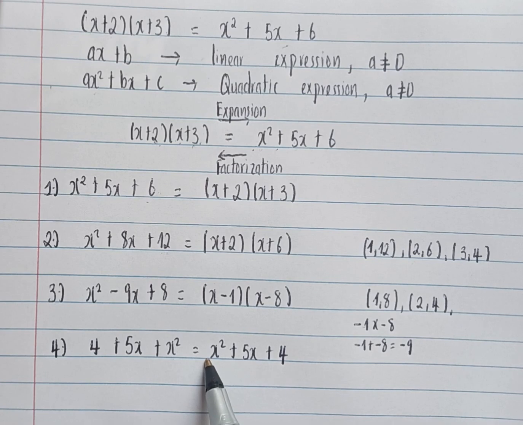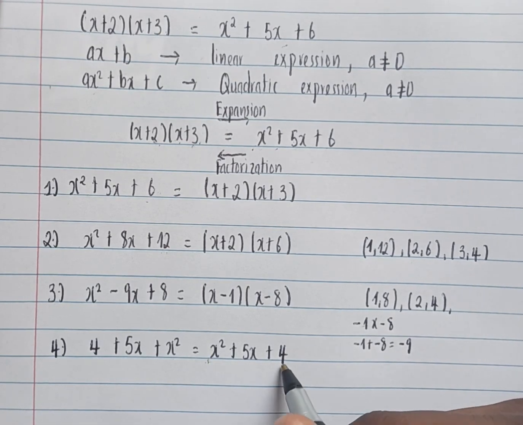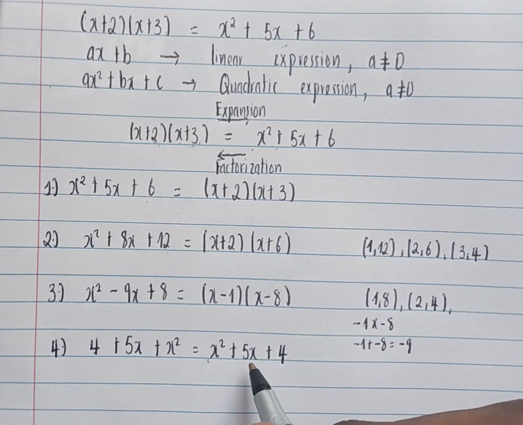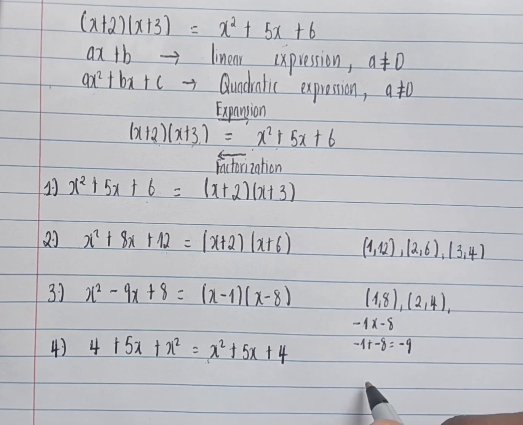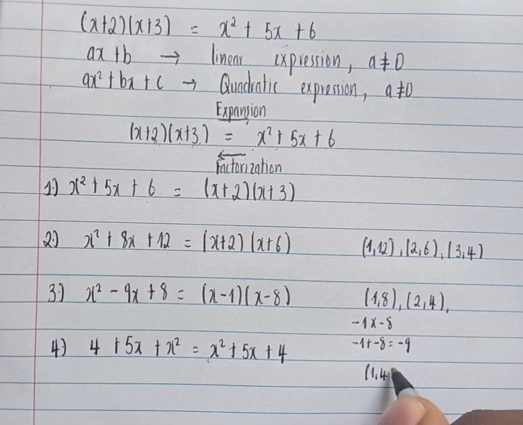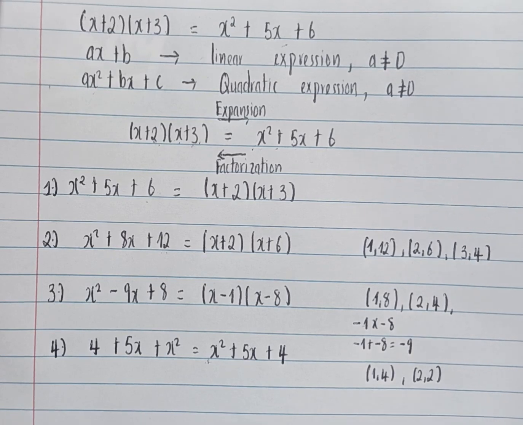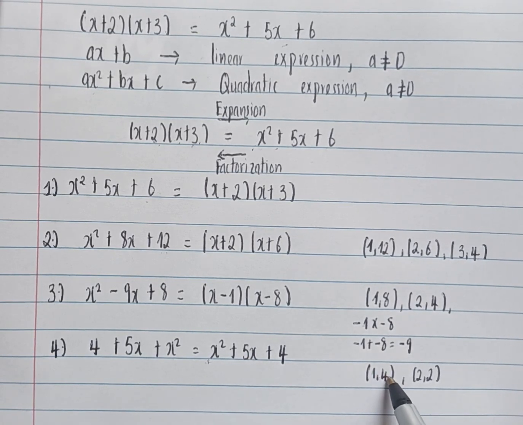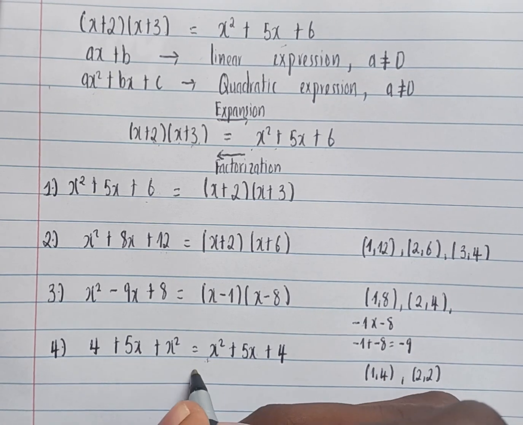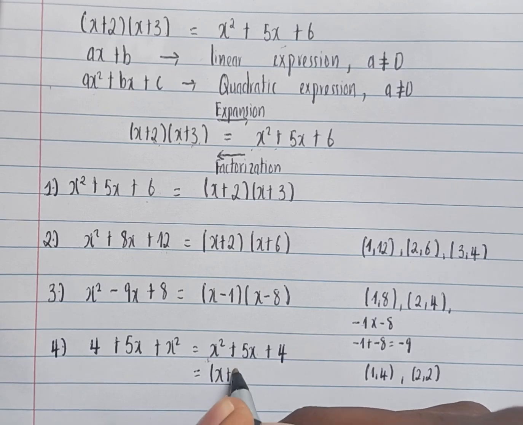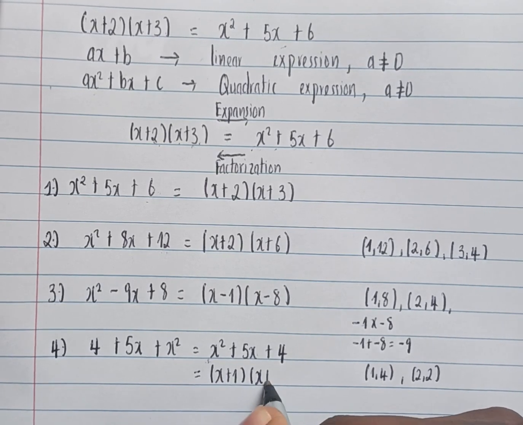Notice that the coefficient of the term x squared is 1. So I find 2 factors that when multiplied give 4 and when added give 5. I can either have 1 and 4 or 2 and 2 as the possible ways. But I noticed that the only way I can have 5 is by adding 1 and 4. That is 1 plus 4 is 5, and 1 times 4 equally gives 4. So here I have x plus 1 and x plus 4.